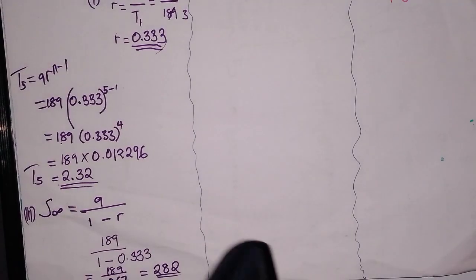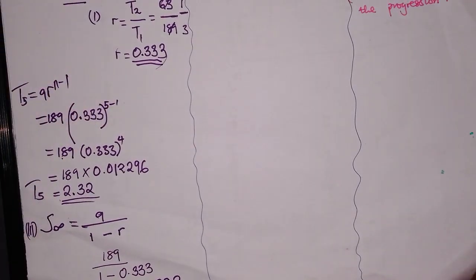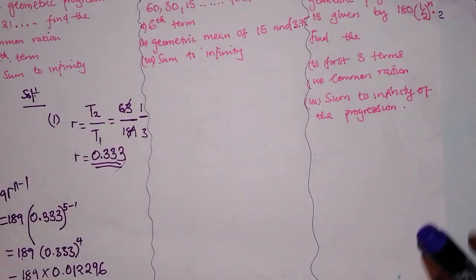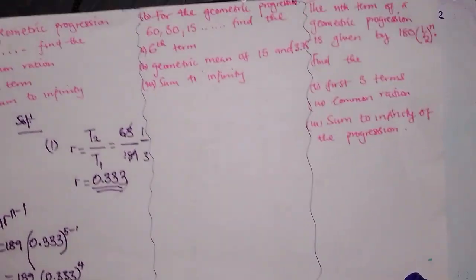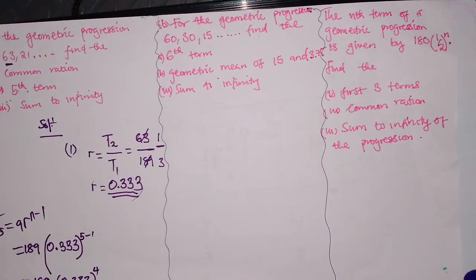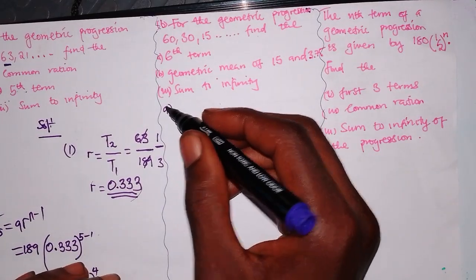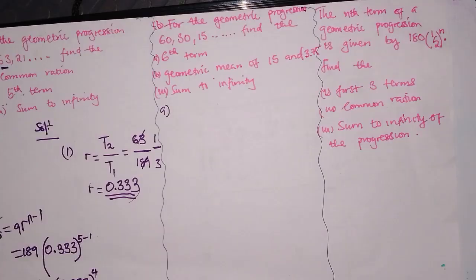Okay, so moving on to our second question, which is saying for the geometric progression 60, 30, 15, find the 60th term. How you find the 60th term is simple. I've showed you in the first question. So be sure to pause the video and try solving part A. I'll post the answers at the end of this video.